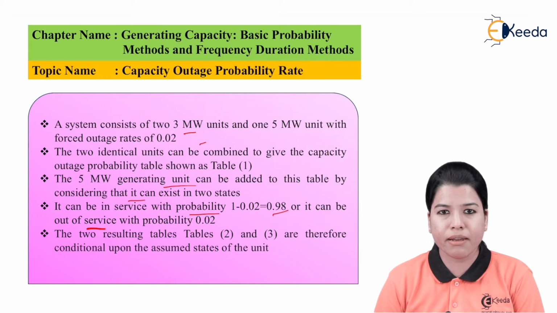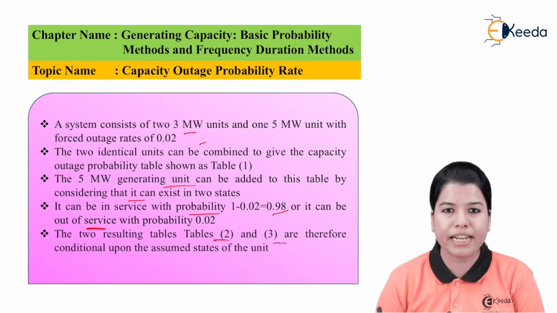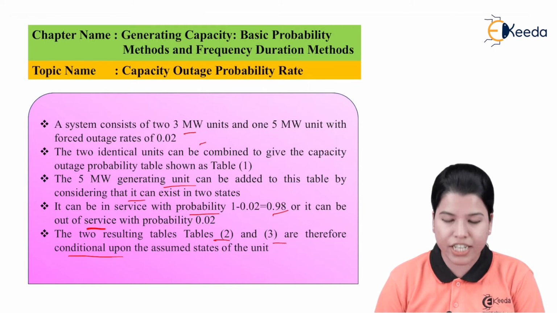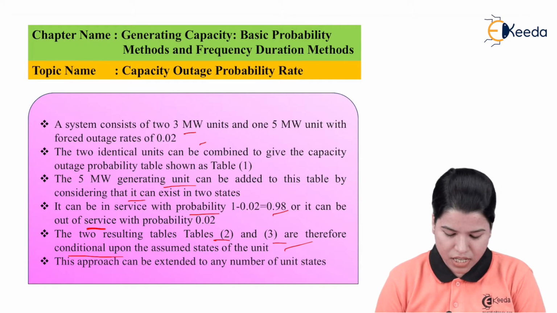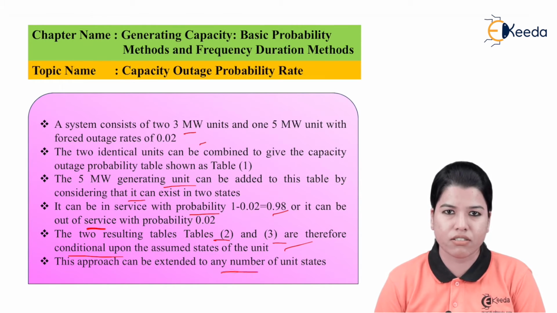So the two resulting tables, that is table 2 and table 3, are conditional depending upon the assumed state of the unit. Whether it is in service or out of service, depending on this there are two tables. This approach can be extended for any number of unit states.